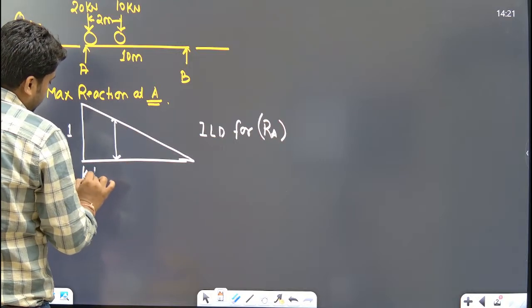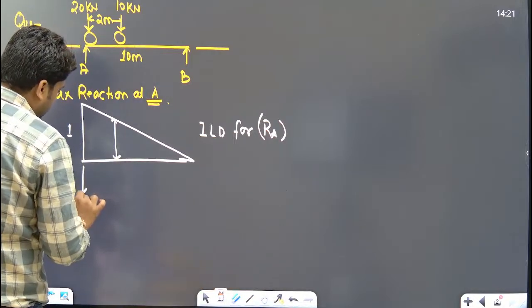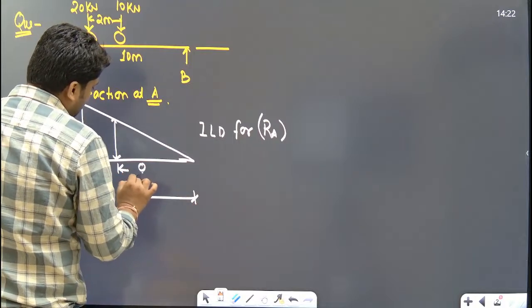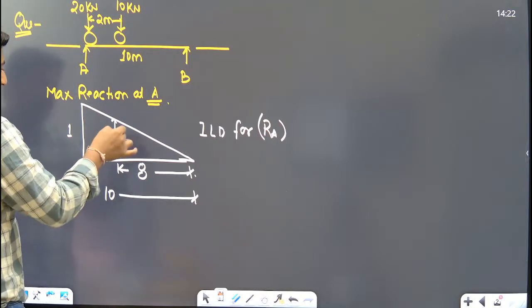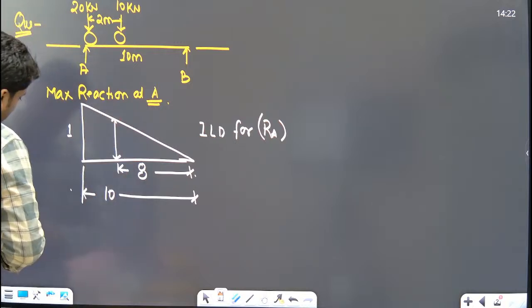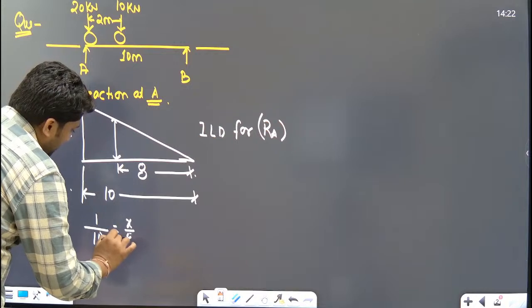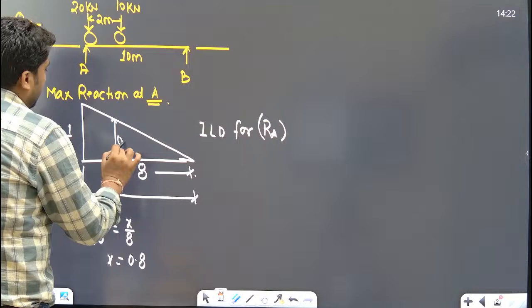This is 10 and this is 8. Yes or no? Okay. So what is the ordinate for this? Apply similar triangle concept. 1 upon 10 is equal to x upon 8. So this will be nothing but 0.8. Yes or no?